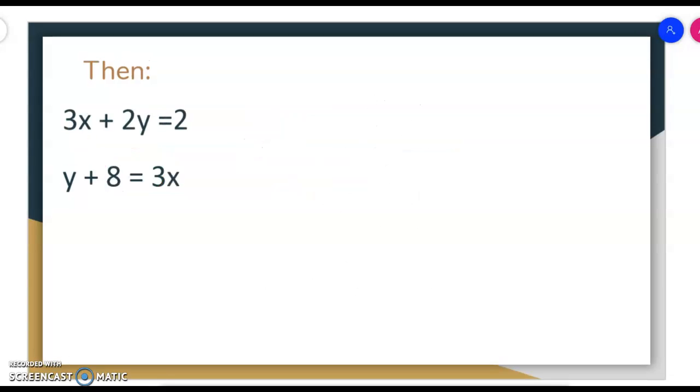Okay, so let's get these into y equals mx plus b form, because both of them are not. So I'm going to do the first one over here.